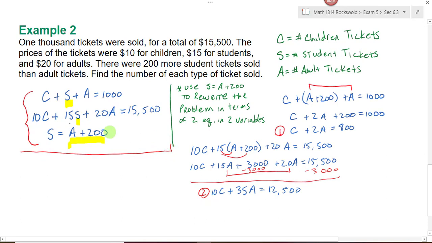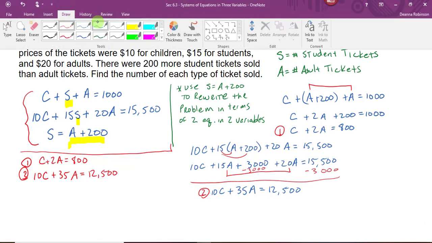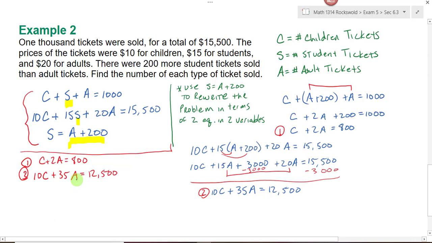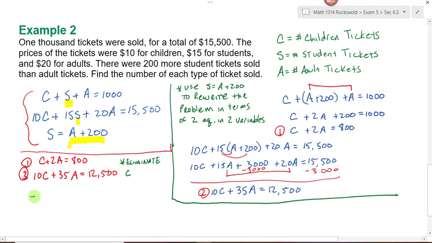So now I've worked this 3 variables with 3 equations down to 2 variables in 2 equations. So here's my 2 equations. At this point, I can either use substitution or elimination in order to solve. I've already used substitution once, so just in the interest of showing you a variety of different methods, I'm going to use elimination to eliminate the C's. And in order to do that, I'm going to look at negative 10 times equation 1 plus equation 2. So I'm going to multiply every term in this first equation by negative 10, and that gives me negative 10C minus 20A equals negative 8,000.